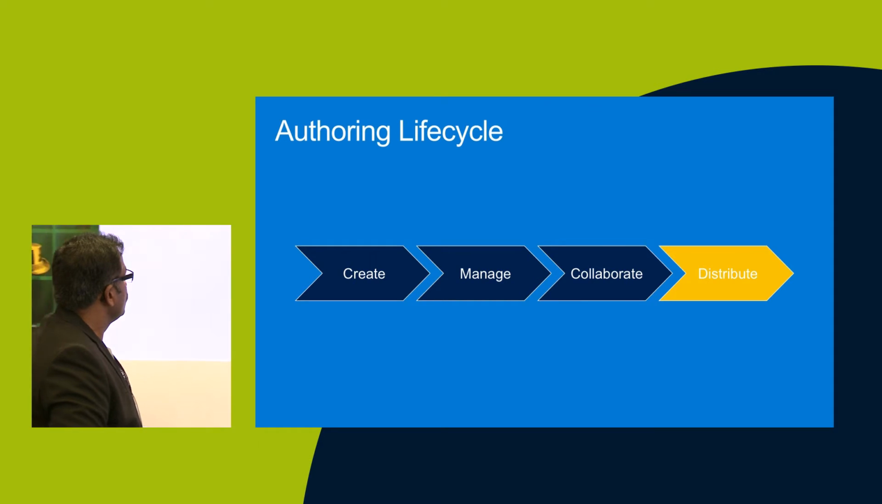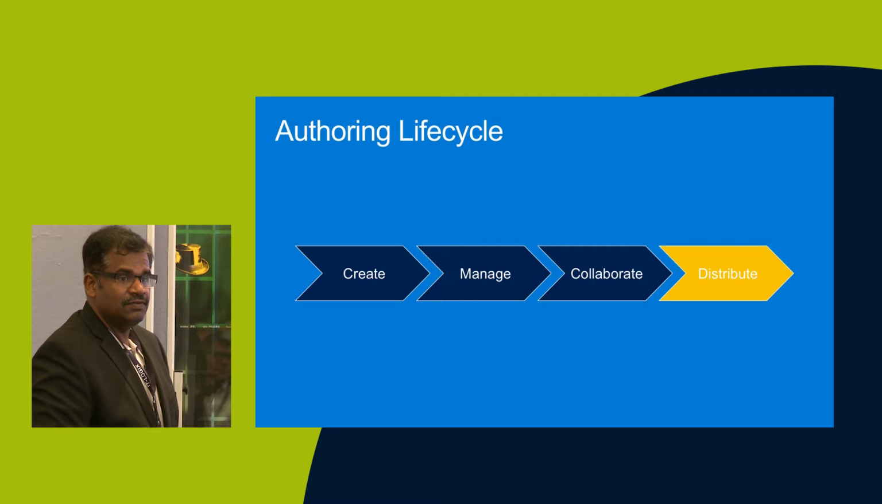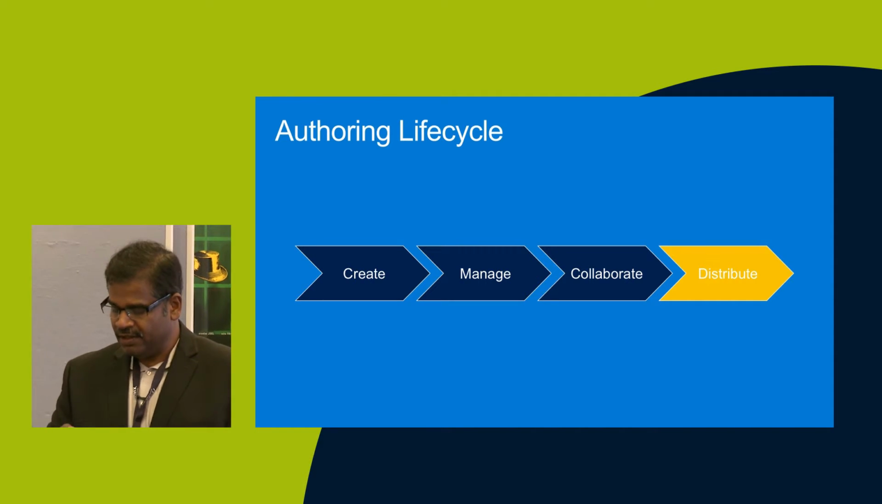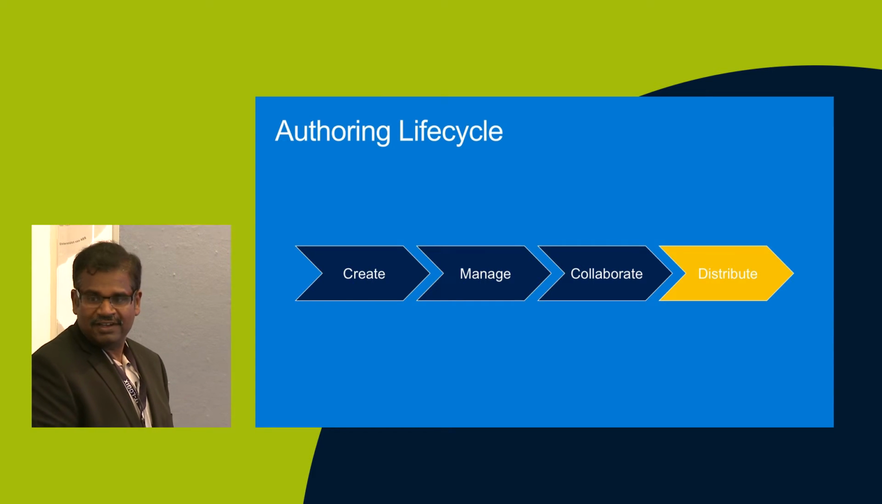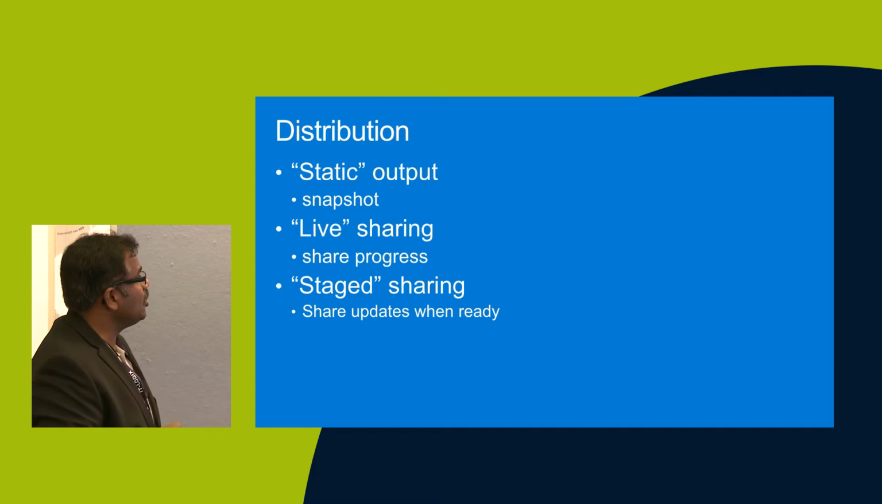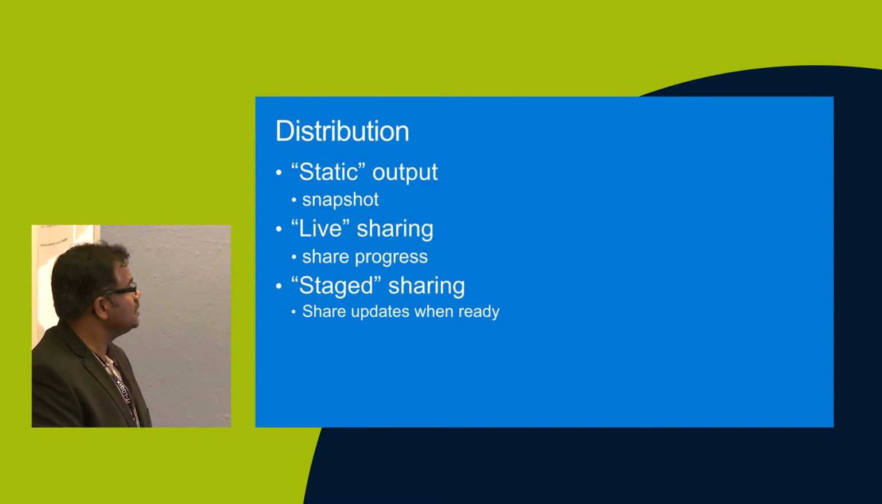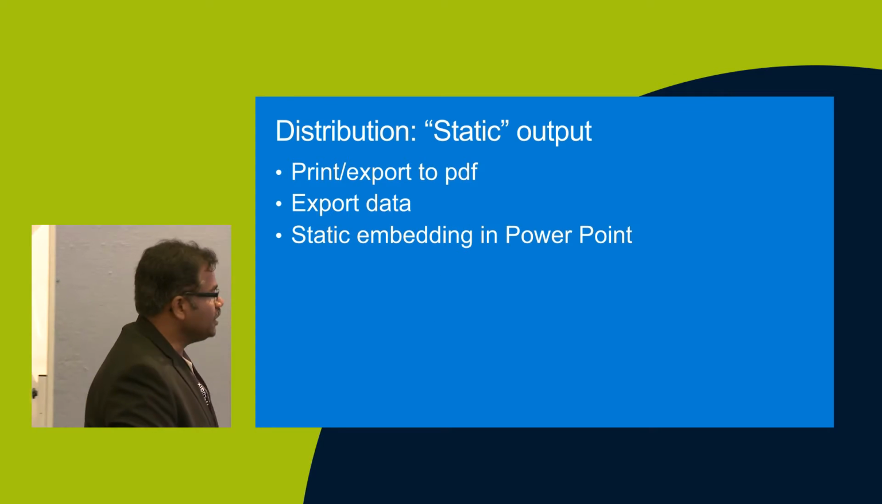Okay. Finally, coming into distribution, there are three different ways you can distribute the content coming from Power BI. The first one we call static output. I think someone asked about printing, right? How can I deliver this one? So we call this static output, which you're preparing and providing to your end users. The second one is live sharing. And the third one is staged sharing, share updates when ready. Okay.